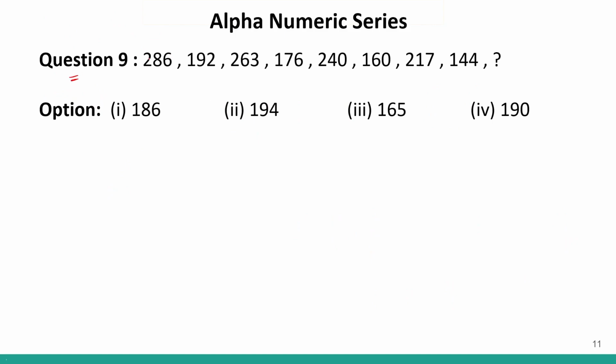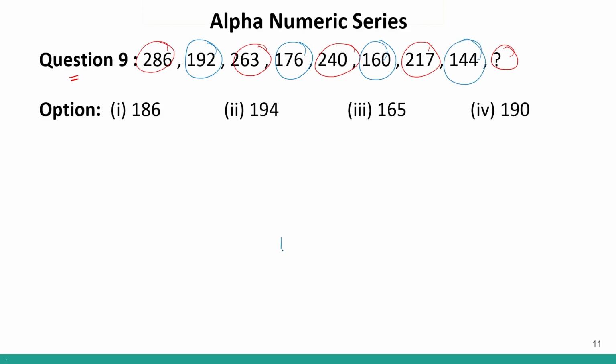Question number 9. We have 286, 192, 263, 176, 240, 160, 217 and 144. Here I can see it is a decrease, increase, decrease, increase, decrease, increase. So it is a mixed pattern of sorts. And if I have a mixed pattern, I am assuming that there are 2 series. So one series, maybe this is the first series. And the second series is this one.